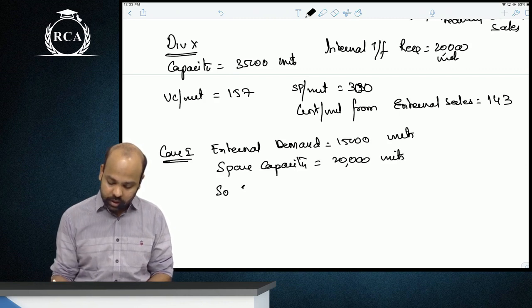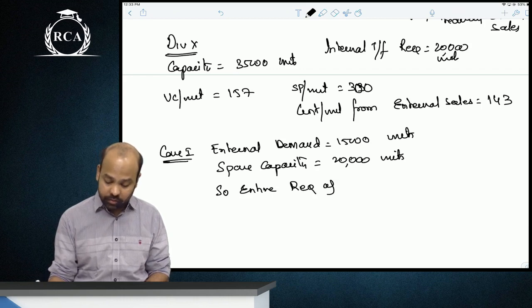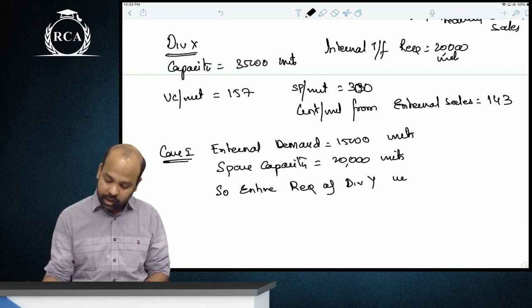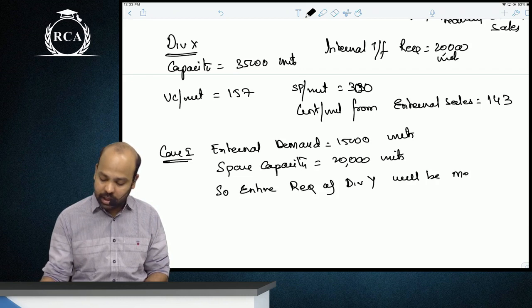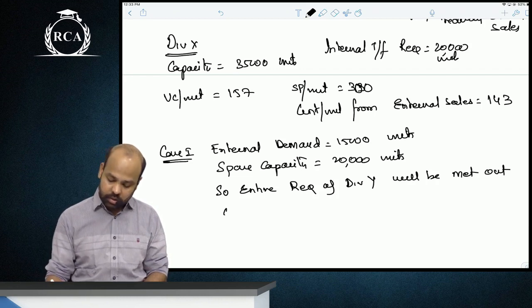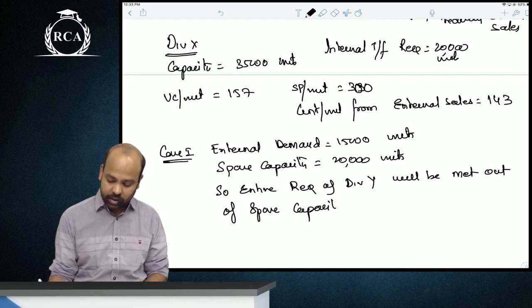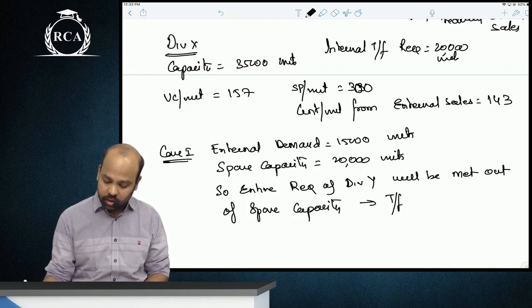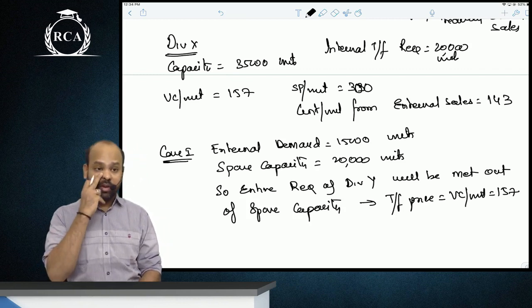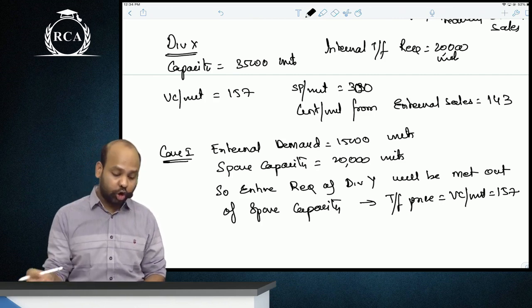So the entire requirement, guys, of division Y will be met out of spare capacity. The entire requirement of division Y will be met out of spare capacity. So transfer price will be equal to variable cost per unit, which is equal to 157. We have to do 157. We are not going to stop.